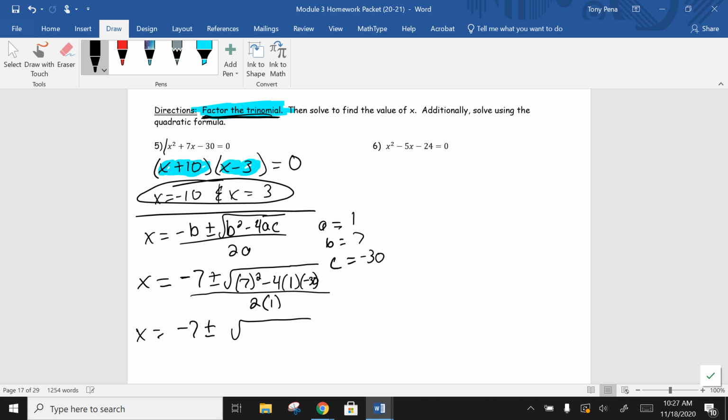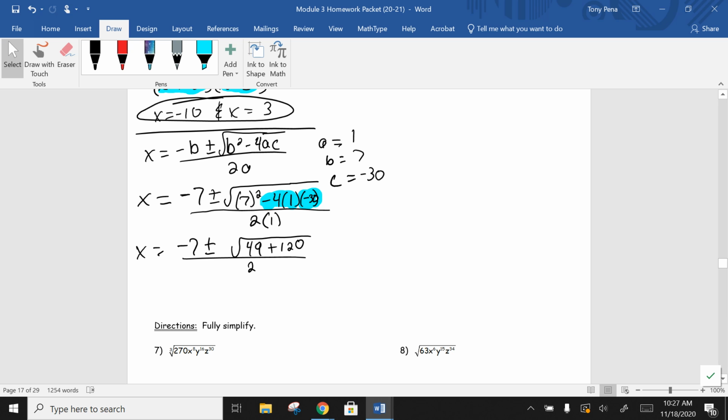So as we go through this, 7 squared is 49. Here's where you want to be careful. The -4 multiplied by that 1 would give you a -4 initially. That -4 then gets multiplied by a -30. So a -4 and a -30 should make a positive 120. All divided by 2. Add those up, that's 169 divided by 2.